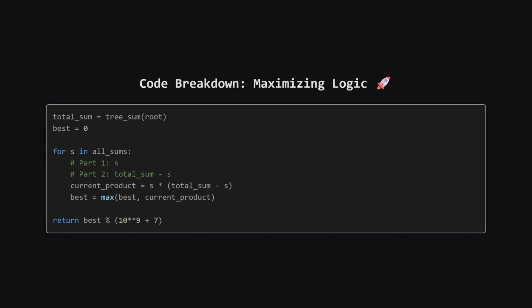Now we iterate through that list. Each value s in the list represents the sum of one half of the tree if we were to make a cut above it. The sum of the other half is just total_sum minus s. We multiply these two values to get the product, check if it's our new best record, and keep going. Finally, we return the result modulo the large number required by the problem.